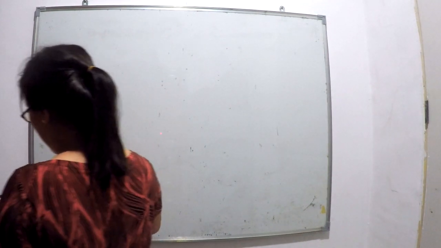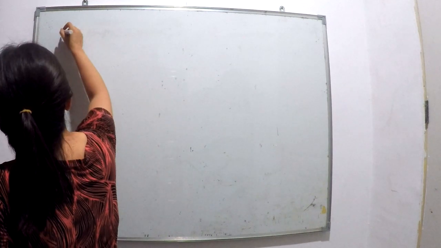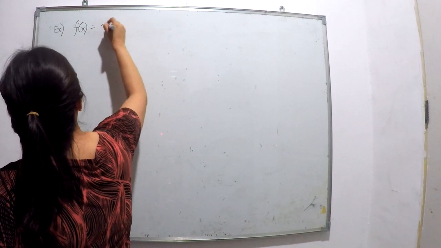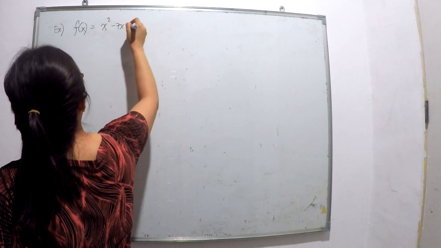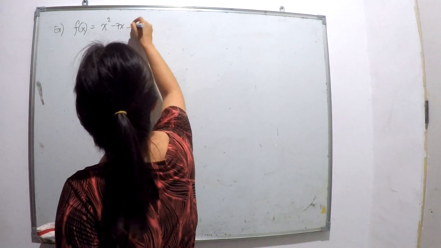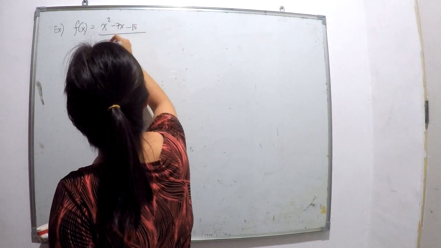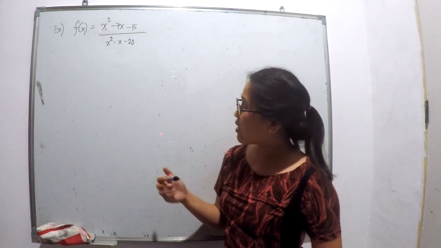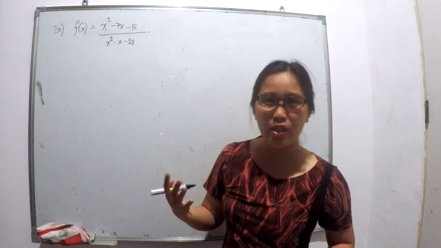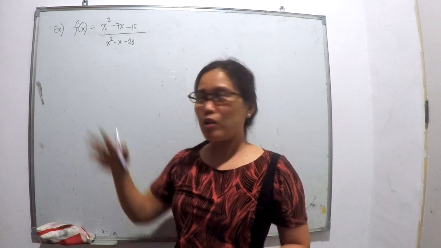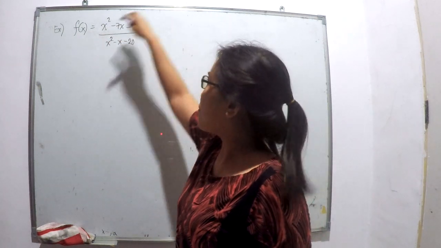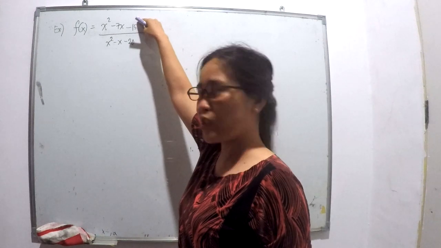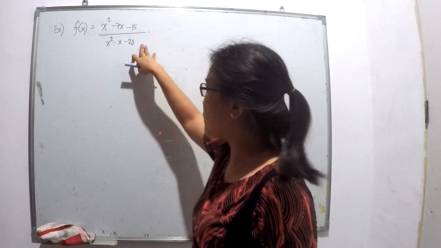Okay, the next example, f of x is equal to x squared minus 7x minus 15 over x squared minus x minus 20. Okay? As you can see, the example here is a rational function. Why rational? It has a numerator and it has a denominator. The function expression in the numerator is a binomial expression, and the denominator is also a binomial expression.